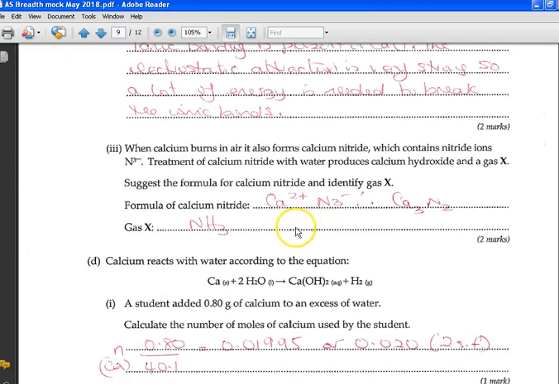Calcium burns in air to form calcium nitride. Now, this is probably something you've not come across before, so this is applying your knowledge. It says treatment of calcium nitride with water produces calcium hydroxide and the gas X. So you know that calcium hydroxide has been formed.